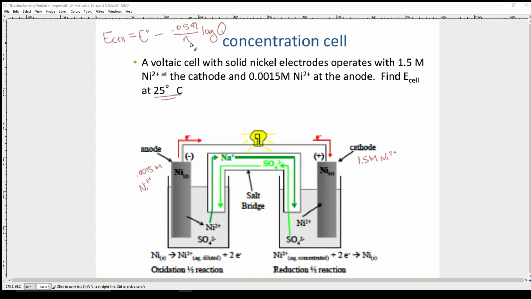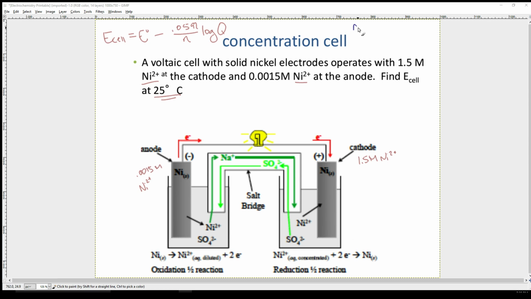Okay, in order to figure out Q, we have to figure out which concentration is going to go up top and which one will go on the bottom. They're both nickel 2 plus, so that makes it a little bit harder to figure out. So what I'm going to do is try to write a net ionic. I'm going to write my anode equation and my cathode equation. I'm going to add them together.